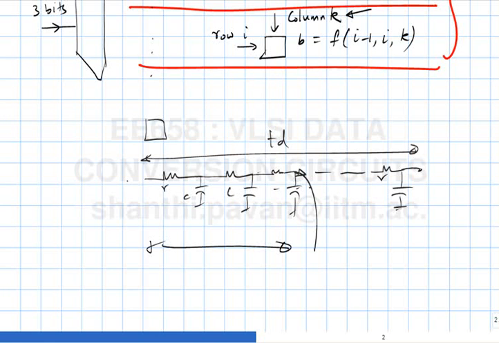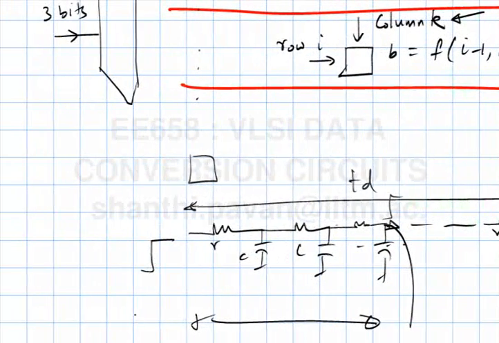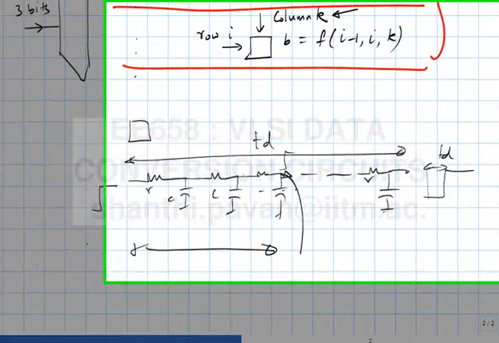If I yank this, it reaches there at a time TD later. If I yank this, how fast do you think it will reach the left end? TD by 4. Why? Resistance is half. The capacitance is halved, the resistance is also halved. Okay? So the delay you're doing better by a factor of 4.